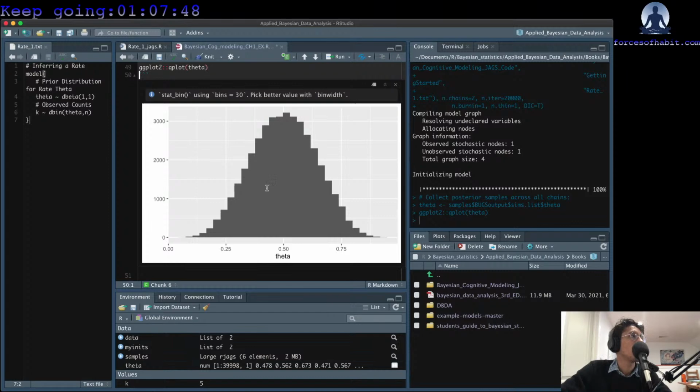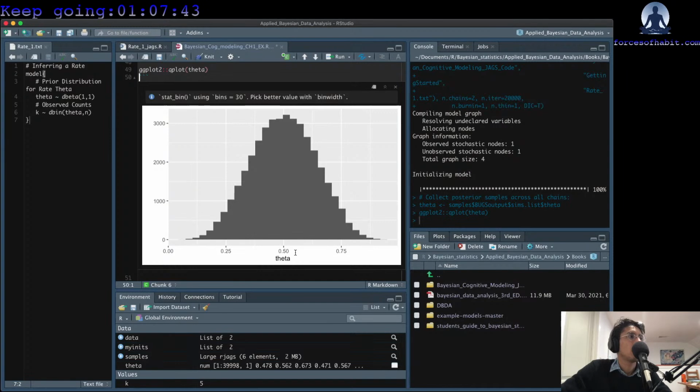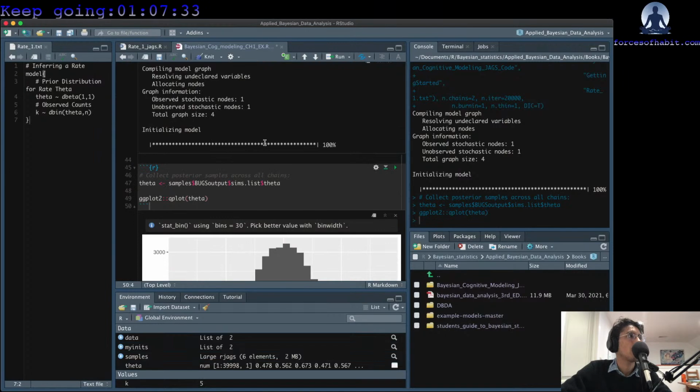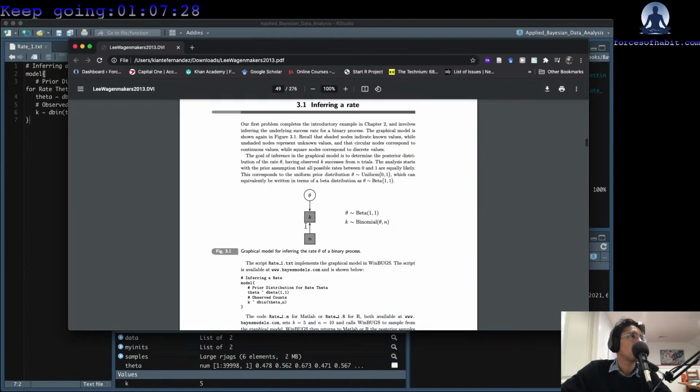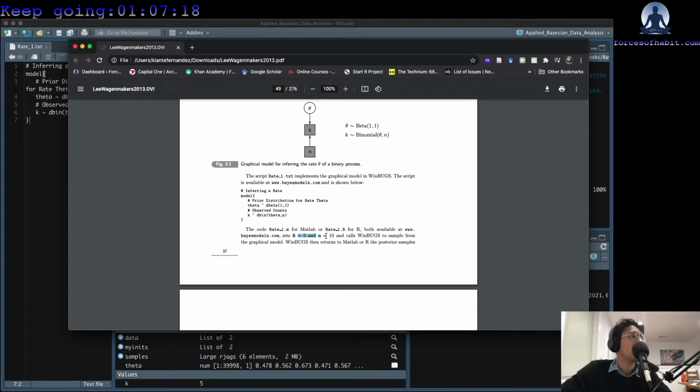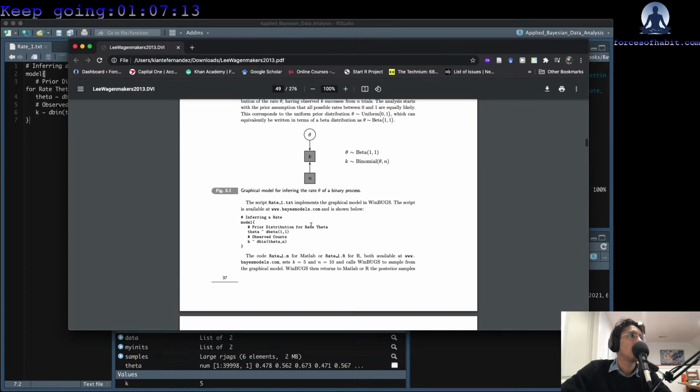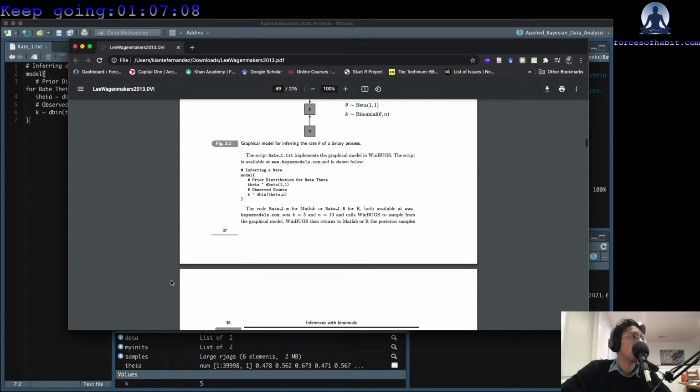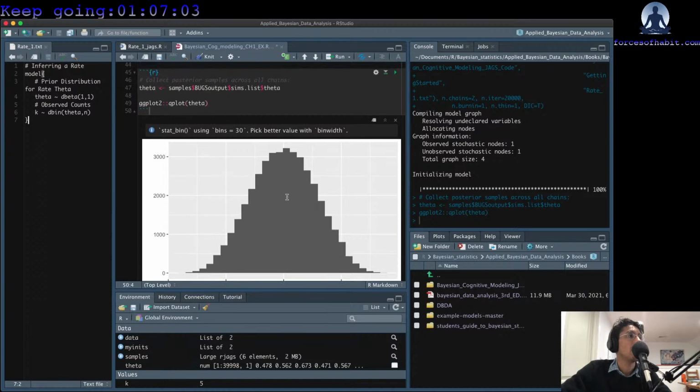So we see here that the posterior distribution is centered on 0.5, which is chance, right? A 50-50 chance, if we're talking about, in this example, just a binary process. So it makes sense: we had uniform priors, and the data itself was 5 out of 10, so 1/2. So we went from a uniform distribution to a distribution that is highly reliant on the likelihood information. So that's why we get this output.